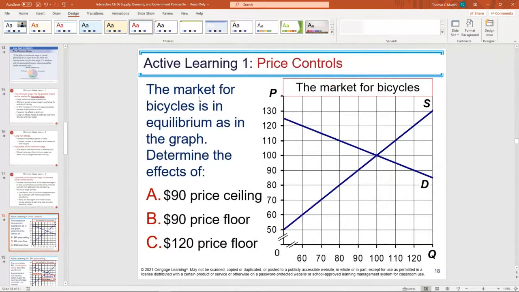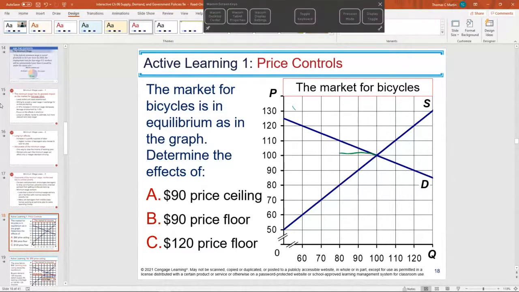And this is price control. So the market for bicycles in equilibrium, as in the graph, determine the effects of a $90 price ceiling and a $120 price floor. So if we go back to the very beginning and we look at ceilings and floors, we have to understand the difference. We do know that if we're looking at the equilibrium, it's $100 and a quantity of 100.